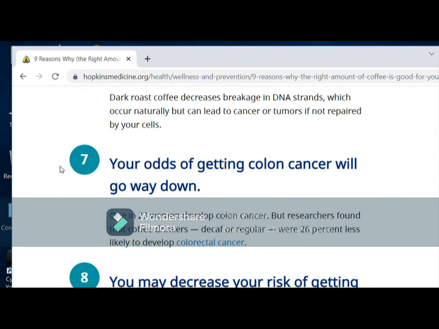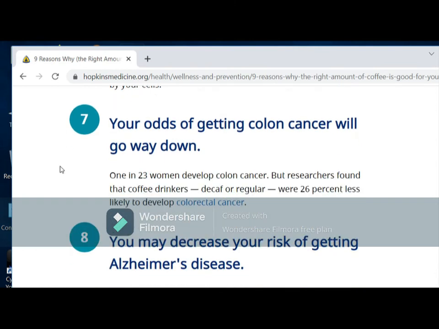Now, all these reasons are up for you to drink coffee in the morning, in the afternoon, at lunchtime, all the time. If you find coffee, drink good coffee. Your odds of getting colon cancer will go down. Yes. The studies say that 1 in 23 women develop colon cancer, but researchers found that coffee drinkers, decaf or regular, were 26% less likely to develop colorectal cancer.